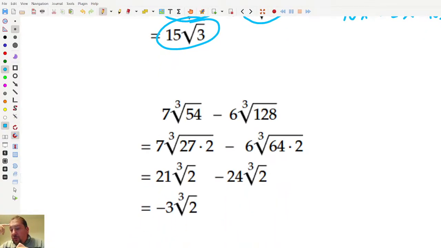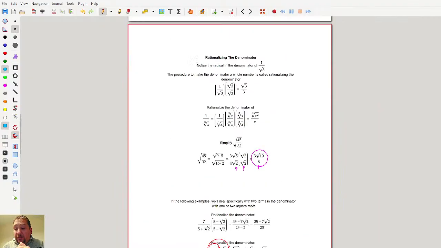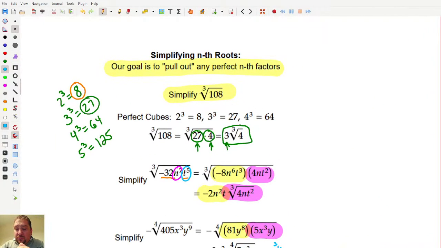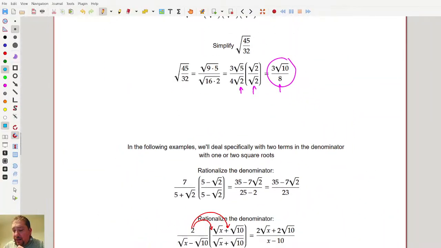An example with a cube root. We want to pull out any perfect cube roots inside of 54. So 27 times 2 makes 54. And in 128, 64 times 2 makes 128. Just reminding us we talked about the cube roots up here. These numbers, here they are again. So if I needed to pull them out, I could.